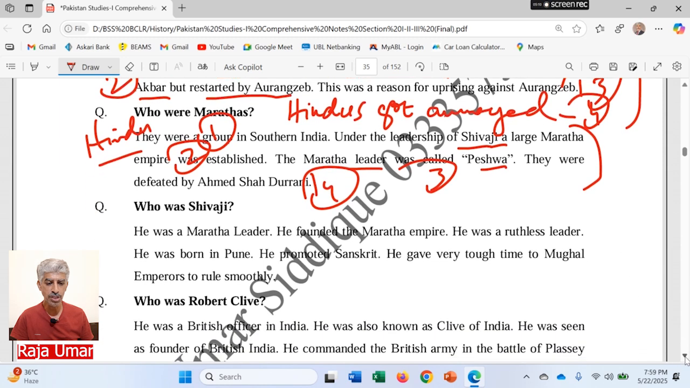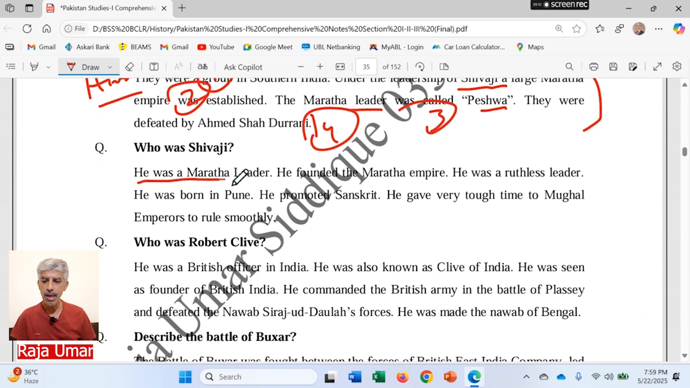4 marker: who was Shivaji? He was the Maratha leader. Number 1: he founded the Maratha Empire in South India. He was a ruthless leader, very cruel. He was born in Pune.